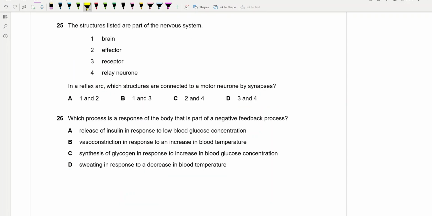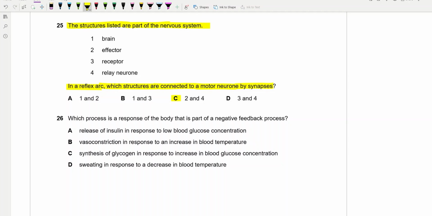medulla. Question number 25. The structures listed are part of the nervous system: brain, effector, receptor, relay neuron. In a reflex arc, which structures are connected to a motor neuron by synapse? The answer would be C, as effector and relay neuron are connected to the motor neuron by the synapse.